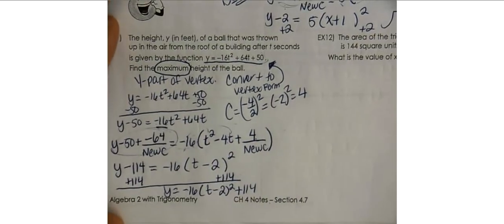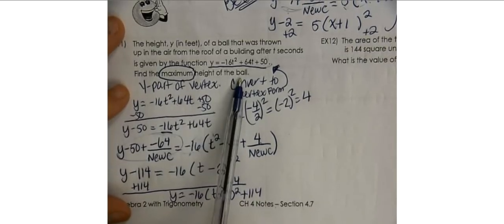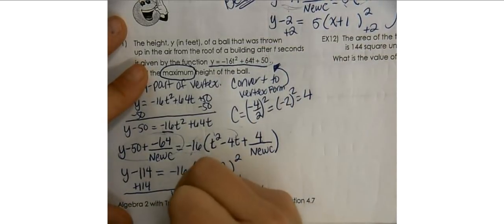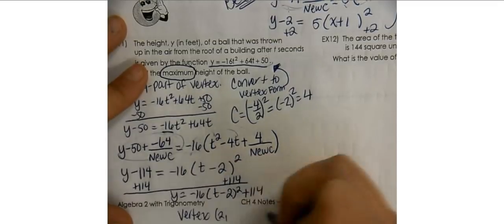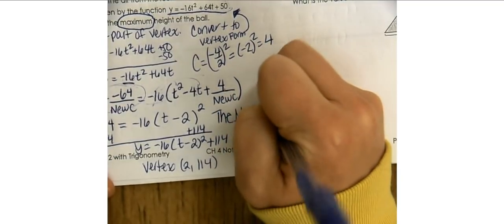So let's go back to what the question was asking us. It was asking us to find the maximum height of the ball. And the maximum height of our ball in feet is the y part of our vertex. So in this case, our vertex is the ordered pair (2, 114). So in this case, the max height of the ball is 114 feet. So that's what I'm going to write. The max height of the ball is 114 feet. And that is your answer.